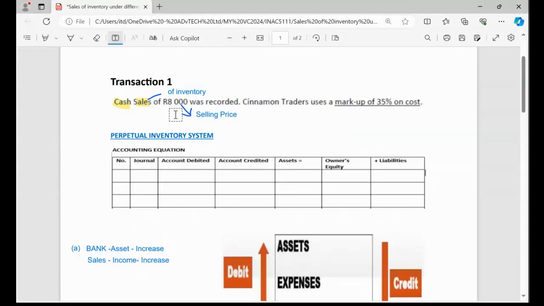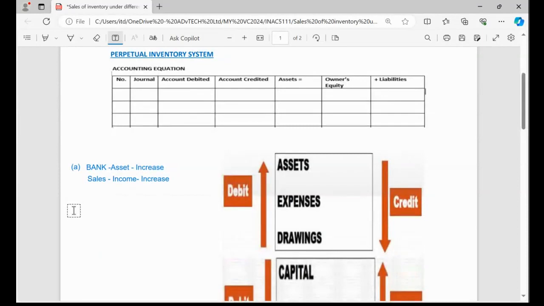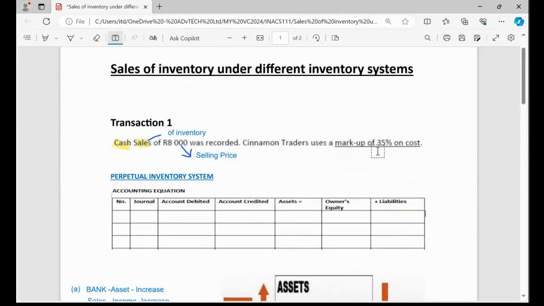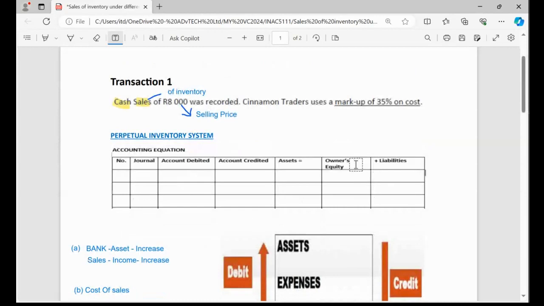Secondly, you must know that under perpetual, perpetual means for every sale of inventory that you make, you need to show the cost of sales. So the B part will always be the cost of sales, meaning it represents the cost. Can you see now? That's why you are even given the cost here. Can you see 35% on cost? Unfortunately, here they did not give us the cost. It means we need to calculate that cost. So what are we going to do?